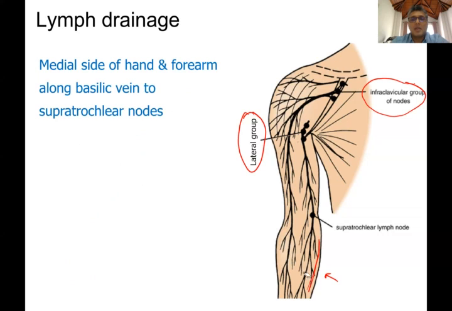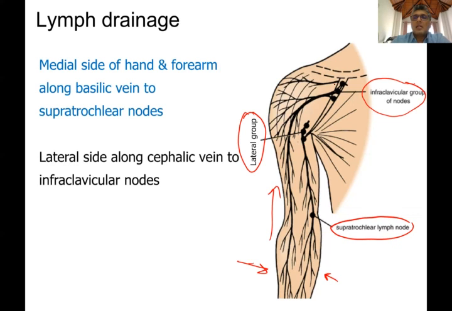Along the basilic vein, it drains into a small group of lymph nodes in the supratrochlear region. You have the trochlea here. You remember the trochlea of the humerus. Above the trochlea, you have the supratrochlear lymph node group. So lymph from the medial side of the hand and forearm drains into the supratrochlear group of nodes. And from the lateral side, I'm referring to the superficial lymph here, along the cephalic vein, it drains into the infraclavicular group of lymph nodes.